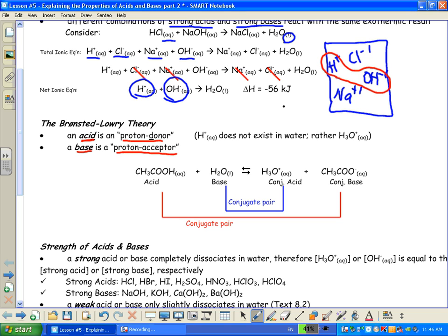The Bronsted-Lowry theory stated that there is no such thing as actual hydrogen ions that float around, but instead they react with the water that's already there, creating something called a hydronium ion. That would be this right here, the H3O+. I'm actually going to write the name of that one. That would be called a hydronium ion.